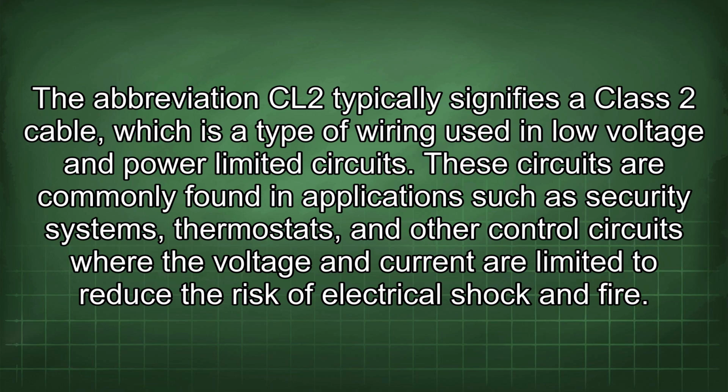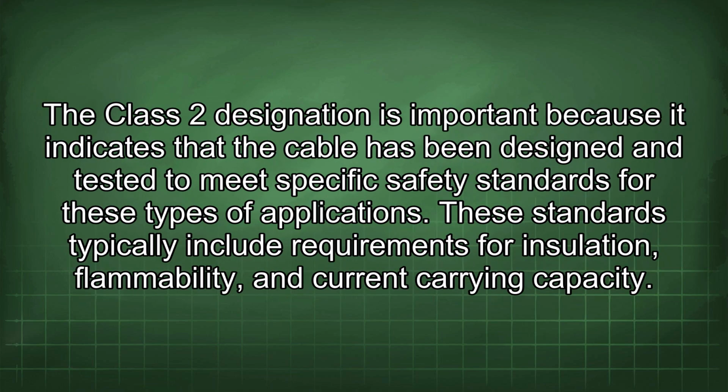and power limited circuits. These circuits are commonly found in applications such as security systems, thermostats, and other control circuits where the voltage and current are limited to reduce the risk of electrical shock and fire. The Class 2 designation is important because it indicates that the cable has been designed and tested to meet specific safety standards for these types of applications. These standards typically include requirements for insulation, flammability, and current carrying capacity.